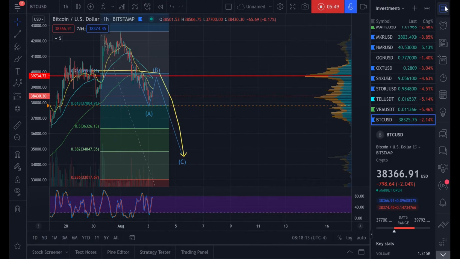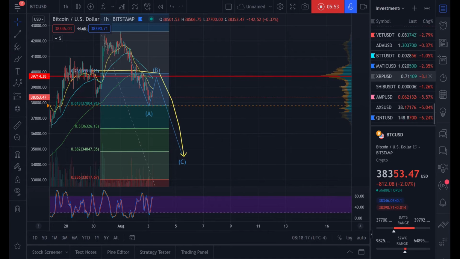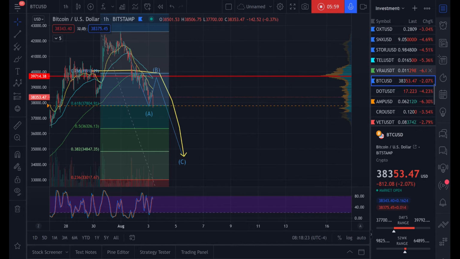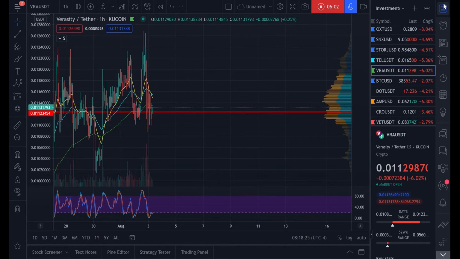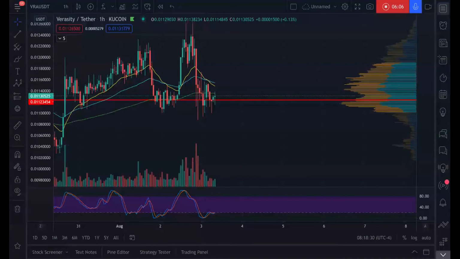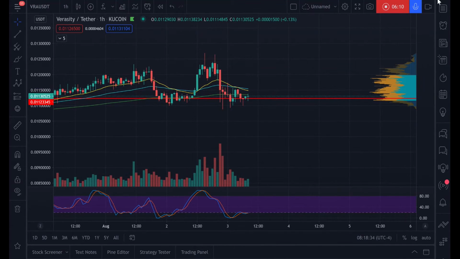Now let's look at some altcoins. Yesterday I put out a video about Shiba Inu. How do you say that? Shiba Inu? I'm not exactly sure how you say that. SHIB and VRA, saying that these projects had invalidated their corrective patterns, and let's look at that.